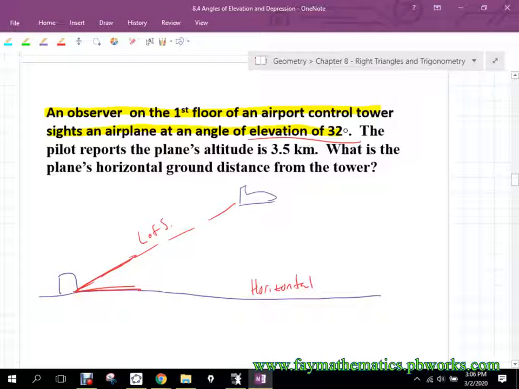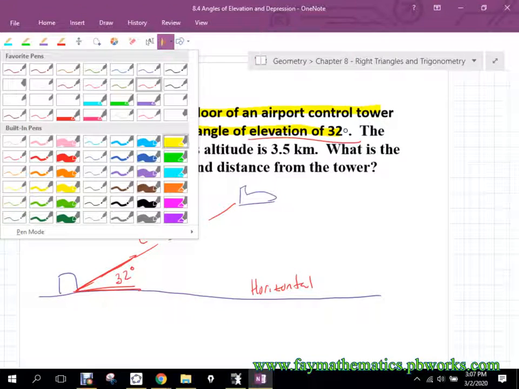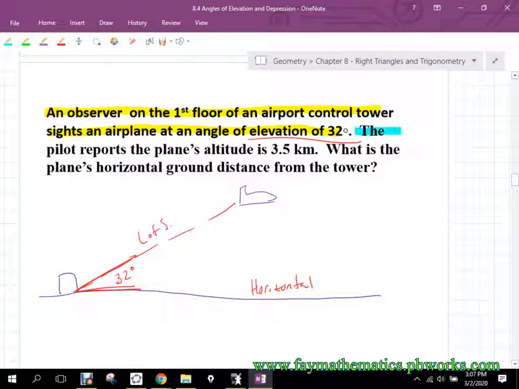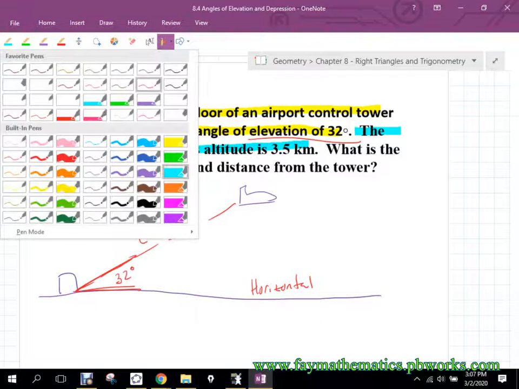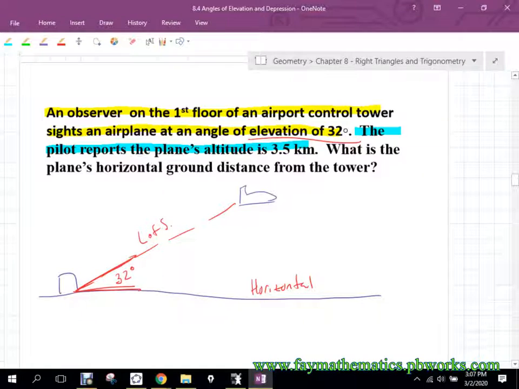Angle of elevation. So they're telling you that that is 32 degrees. Does that kind of make sense? Altitude. In this context, most people are thinking altitude is what? How would you refer to altitude? The height. How far this guy's off the ground, right?